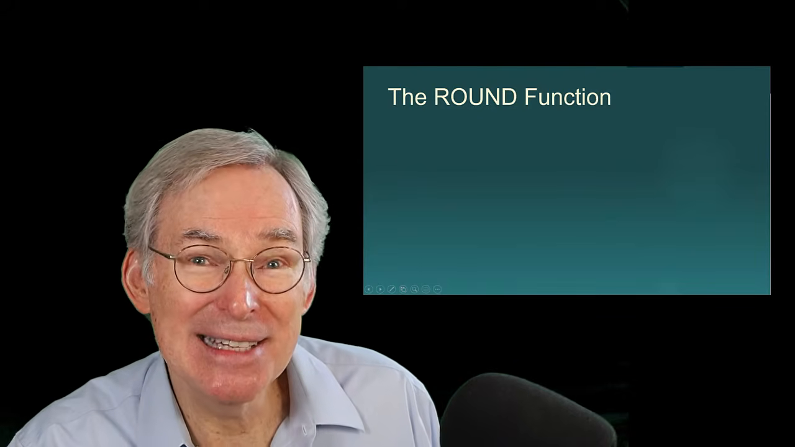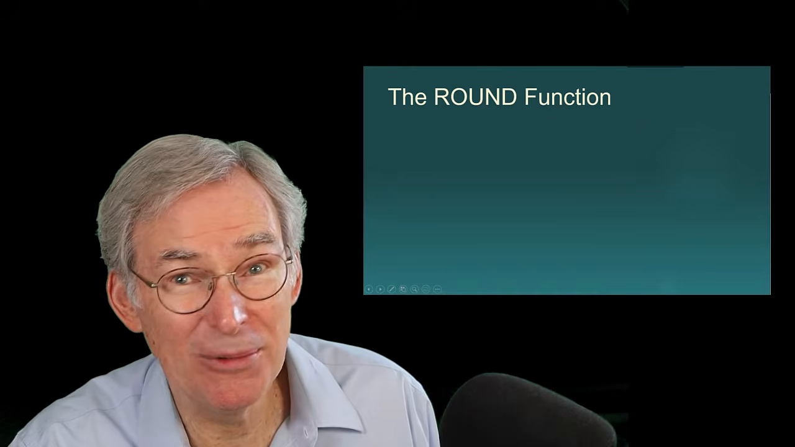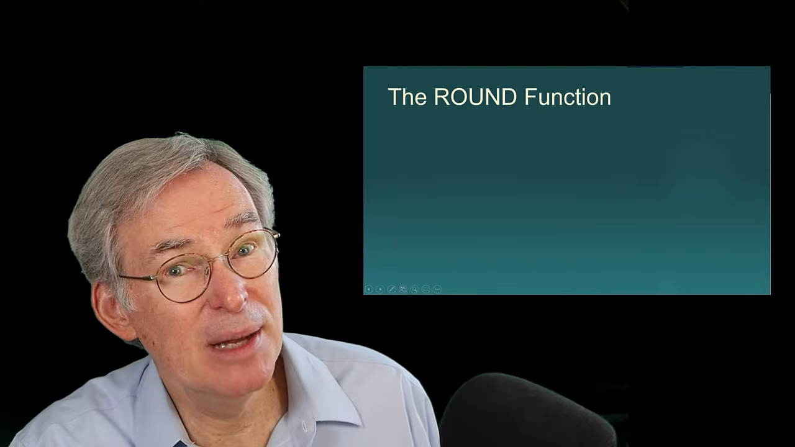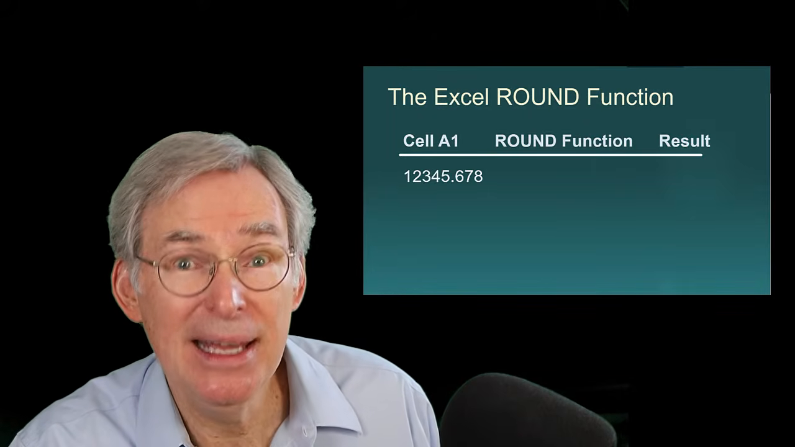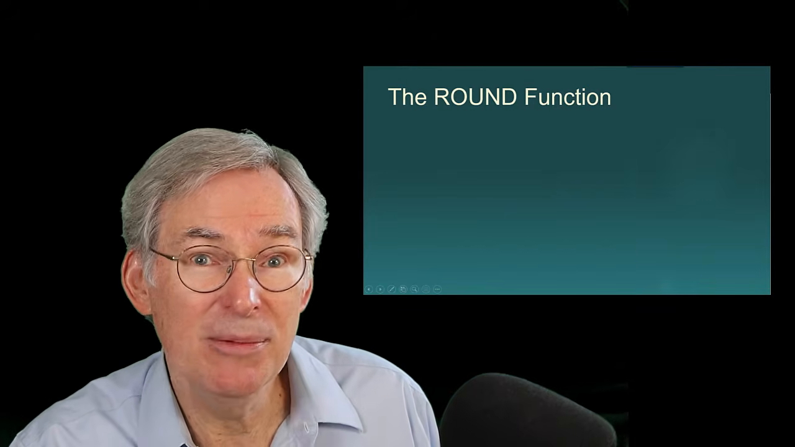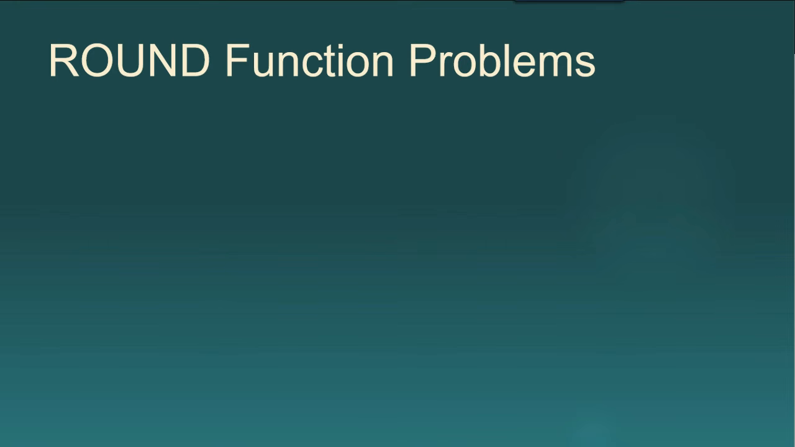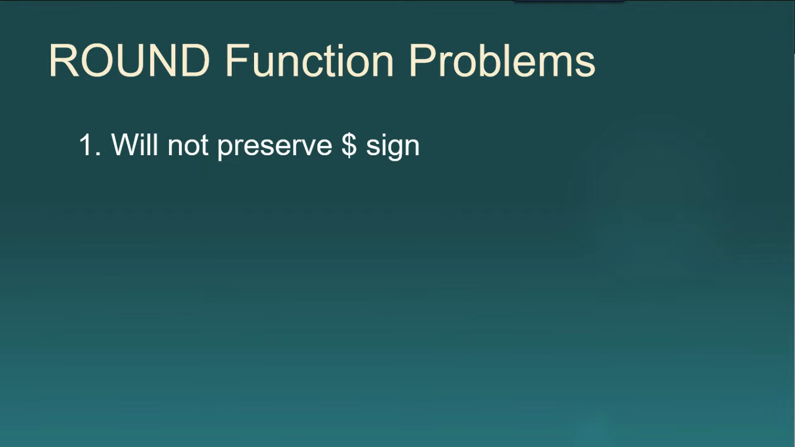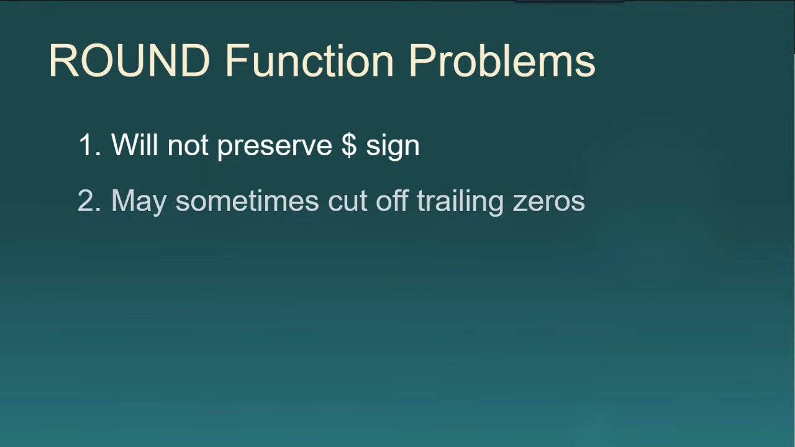As its name implies, Excel's round function will permanently round a number up or down to the number of decimal places you specify. In many cases, the round function will work well with mail merge, but you may want to steer clear of it because of the following reasons. Number one, the round function will not preserve the $ or the thousand separator, the comma. Second, the round function sometimes truncates the trailing zeros off of numbers.